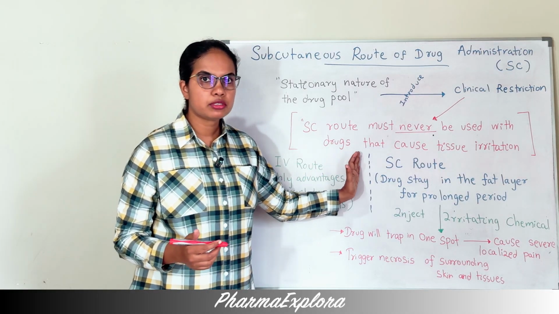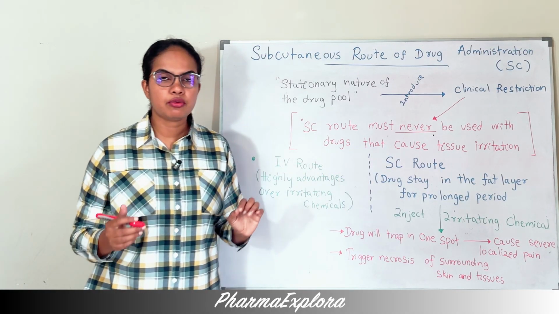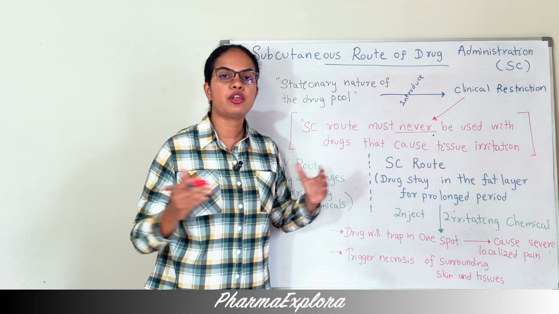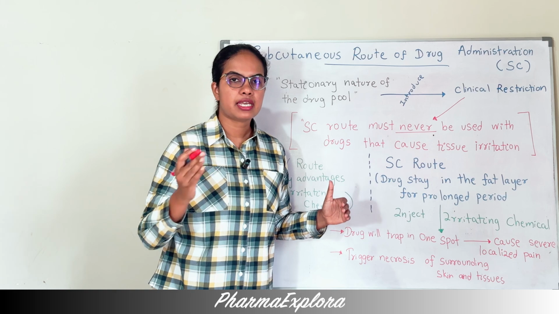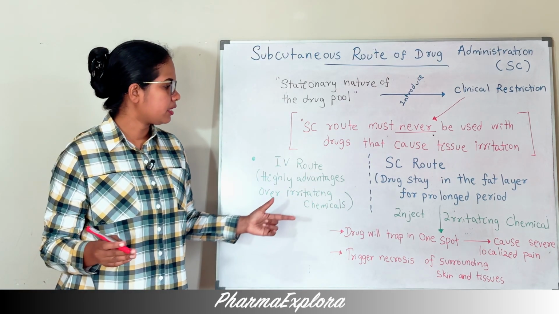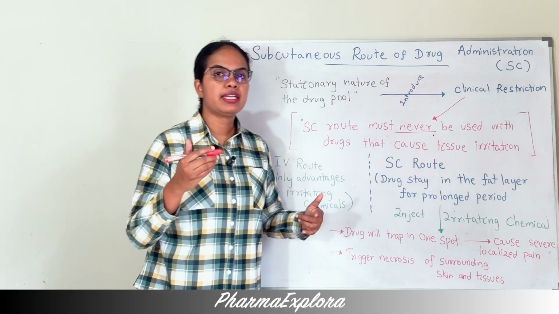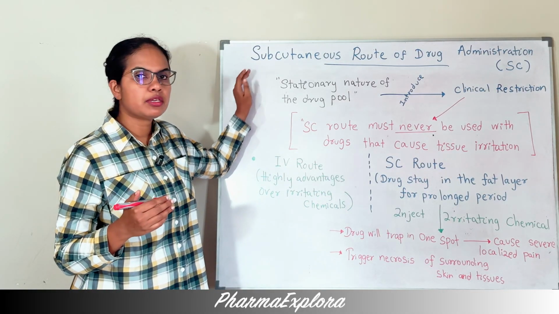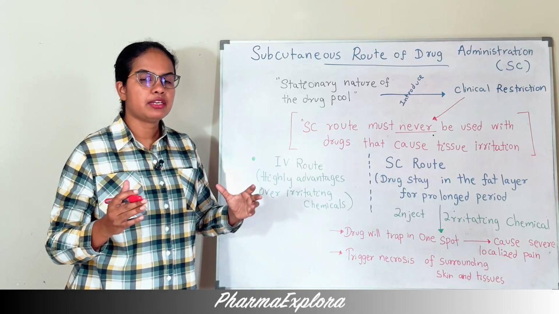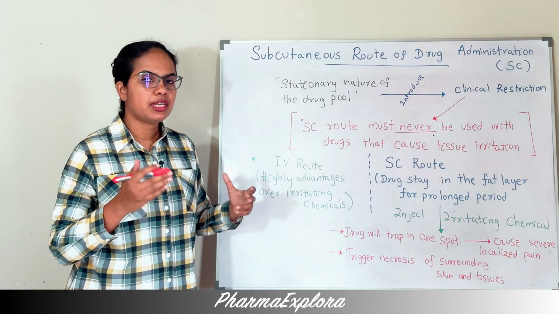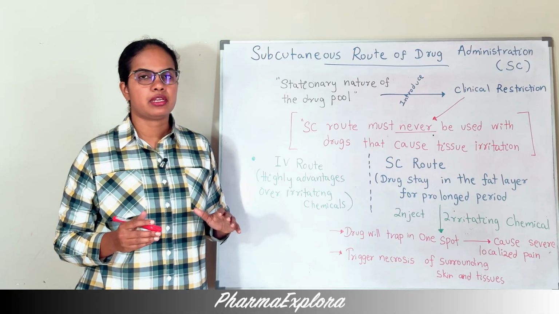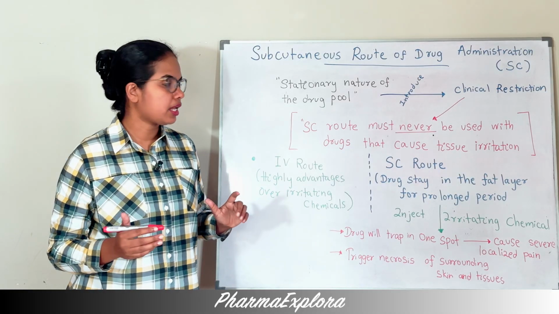But when it comes to the subcutaneous route, the drug stays in the fat layer of the subcutaneous tissue for a prolonged period. So, if you inject an irritating chemical through the subcutaneous route, what will happen? The drug will be trapped in one spot, and it can cause severe localized pain.